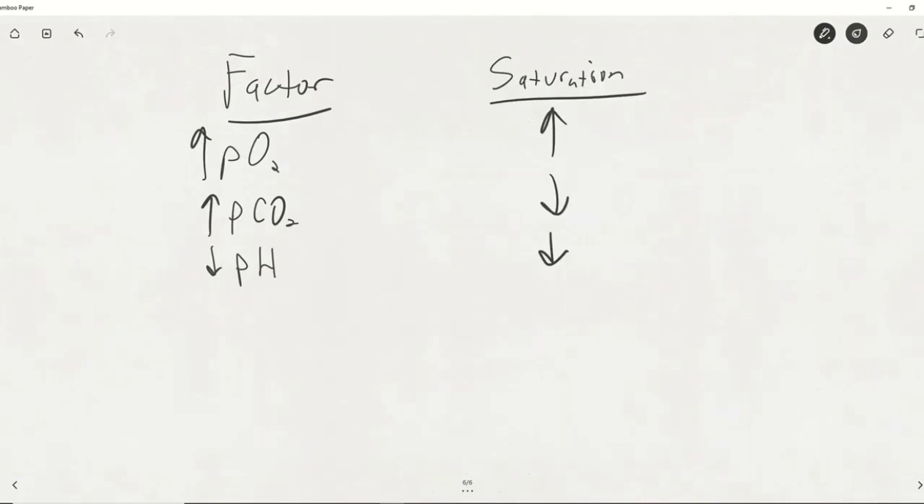First, we saw previously on that slide that H plus, if there was more of it, it would bind to hemoglobin, knocking the oxygen off. Well, that's what we see right here. When there's more H plus, when pH is down, the H plus will bind to the hemoglobin, knocking the oxygen off, lowering saturation.